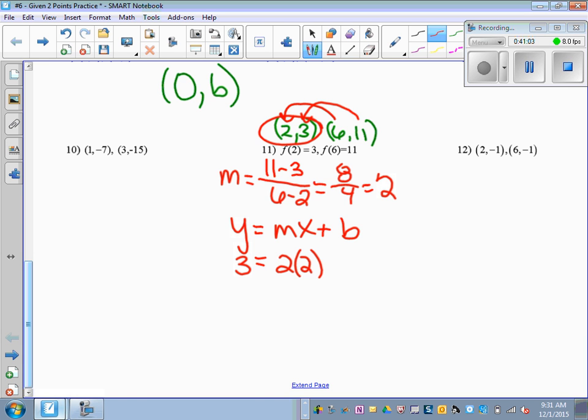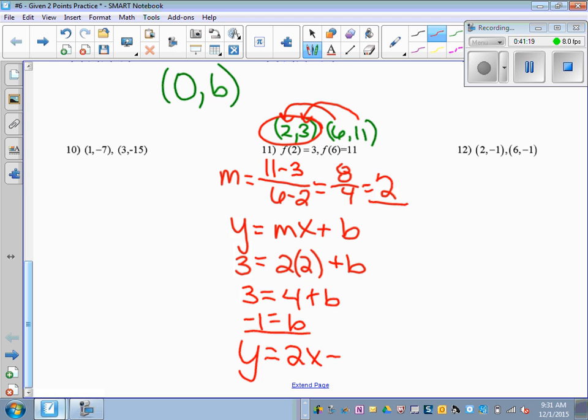Alright, so y equals mx plus b. I don't know my b value, so I'm solving for it now. Subtract 4 over, I get negative 1 is my b value. I have b, I have m, we put it into our equation. y equals 2x minus 1. That's number 11.